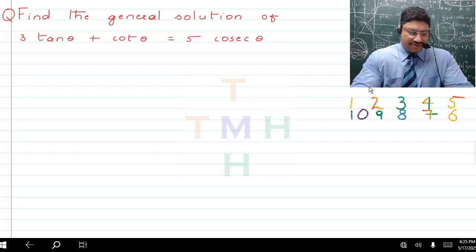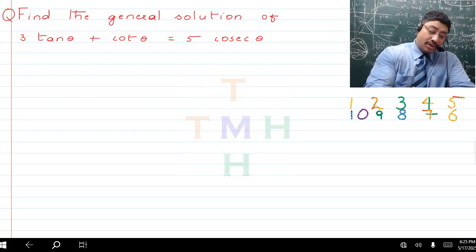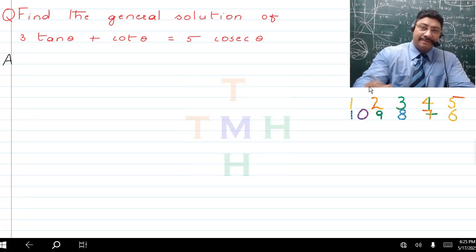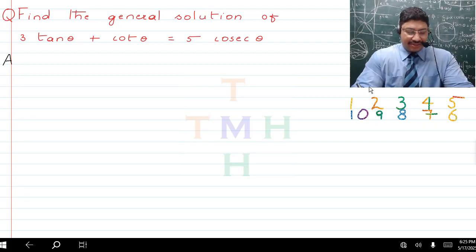Okay, so here children, in the sum we have to find out the general solution of 3 tan theta plus cot theta, which is equal to 5 cosec theta. Now can anybody tell me from what all I told you, or what is the thing that we can get to see? Anybody? Very correct. You can get to see that there are actually 3 variables.